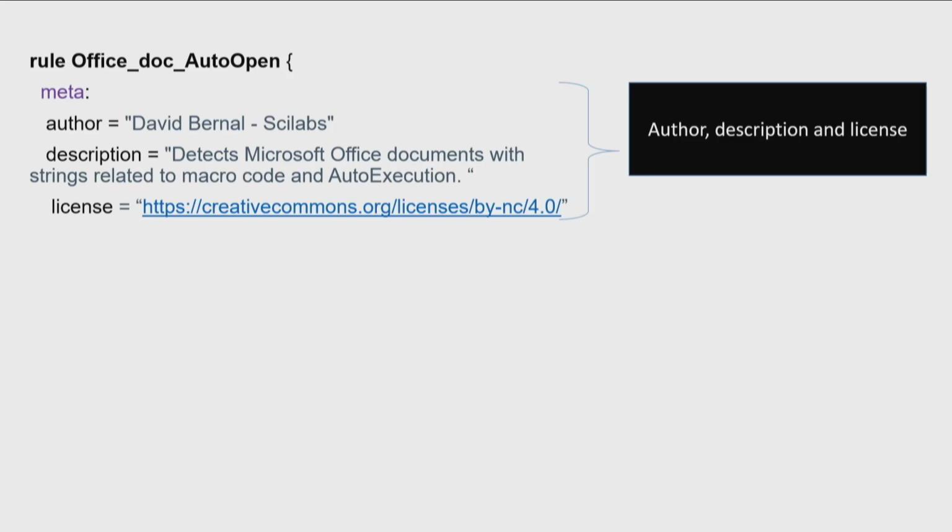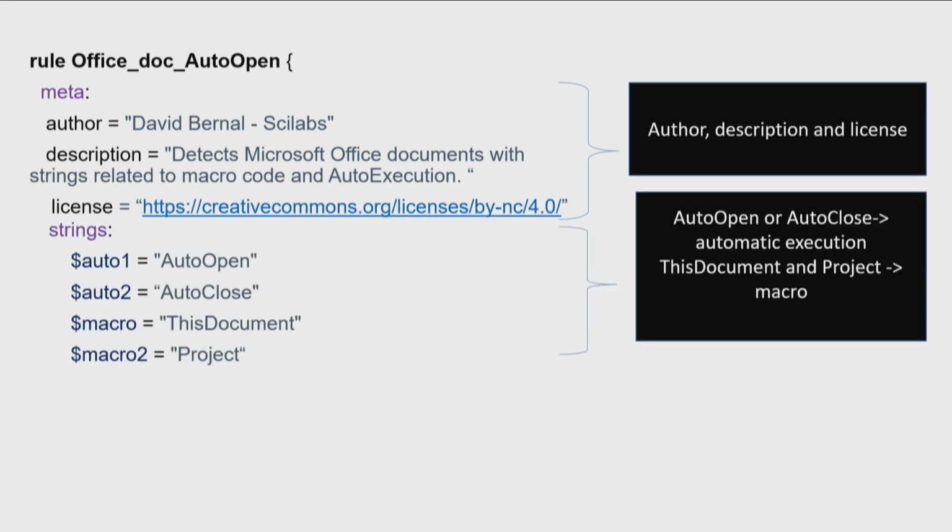Now I'm going to show you a YARA rule that I developed that is used to detect Microsoft Word documents that have strings related with automatic execution and that are very used in phishing attacks. Here you can see that I specified a license, and I added the description and the author name, and then we have 4 strings. The very first 2 strings are related with automatic execution. They are functions within the VBA code in the Word document.